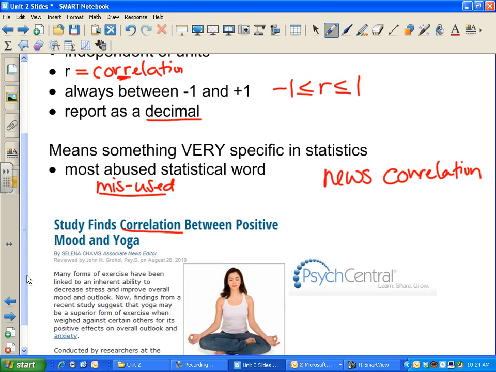Positive mood is not a quantitative variable. You either have a positive mood or you don't. Yoga, that's not a quantitative variable. Either you do yoga or you don't. So, misuse.